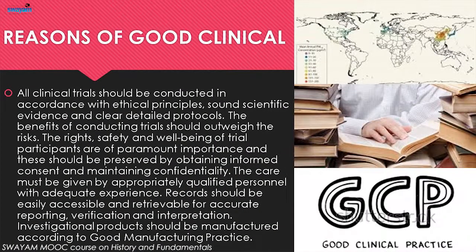As per ICH GCP, a clinical trial should be conducted in accordance with ethical principles, sound scientific evidence, and a clear, detailed protocol. So it has to be clearly defined upfront what we are going to do with this study. The benefit of conducting the trial should outweigh the risk. The rights, safety, and well-being of trial participants are of paramount importance, and these should be protected by obtaining informed consent and maintaining confidentiality. So the rights, safety, and well-being of the patient will be kept as an important factor, and full information will be provided to the patient getting involved in the study.